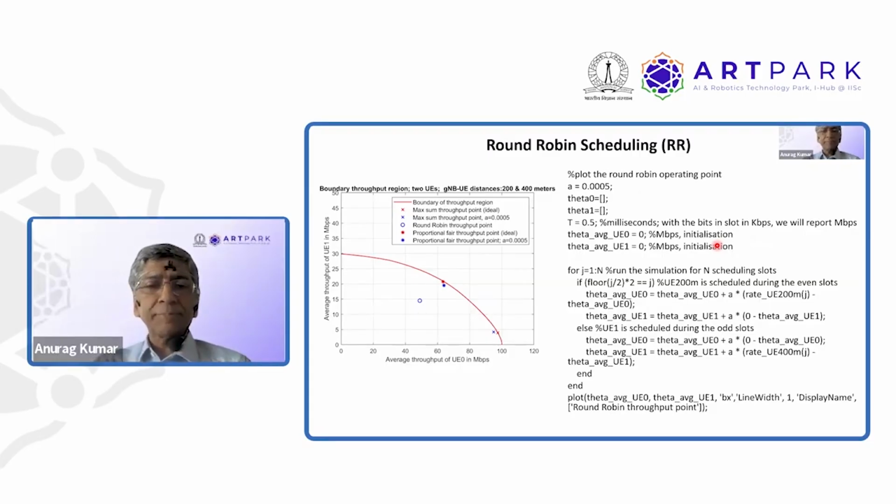Round robin scheduling. What is round robin scheduling? What you do is that over n slots, you alternate. You just take the slot index, divide by 2, and see if it is even or not. In odd slots I schedule UE1, even slots I schedule UE0. Just deterministically. Look where we reach. We get this point. Very bad. You have to be on the Pareto boundary. You can't be here. Round robin will give us this.